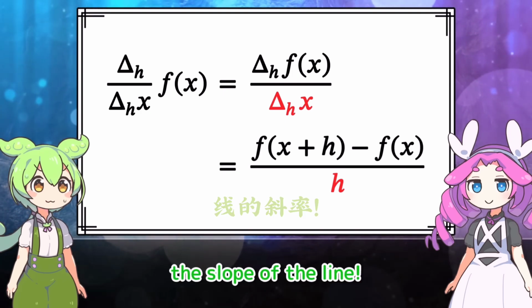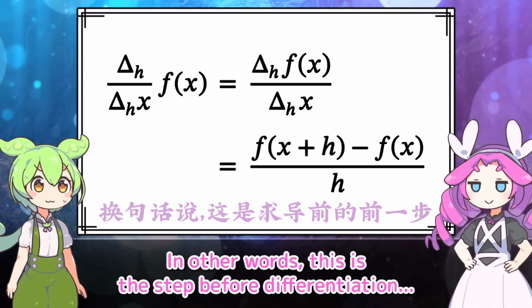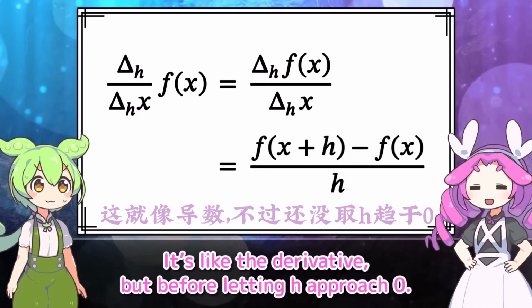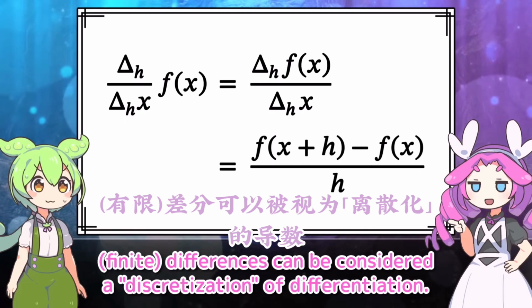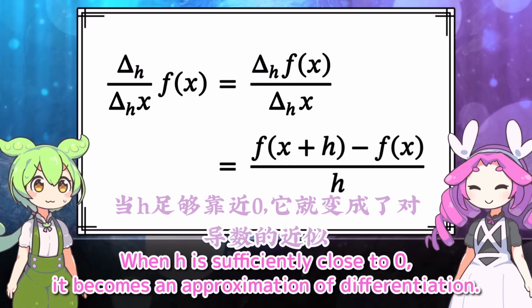Oh, this is the slope of the line. That's exactly what it is. In other words, this is the step before differentiation. It's like the derivative, but before letting h approach 0. If differentiation is a continuous concept, differences can be considered a discretization of differentiation. When h is sufficiently close to 0, it becomes an approximation of differentiation.